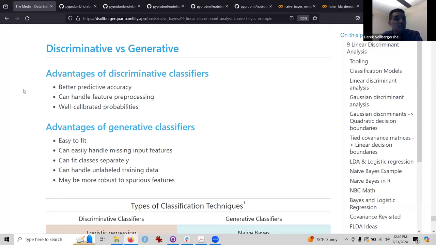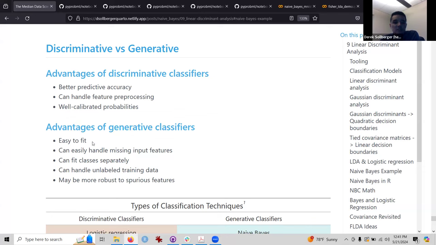So that might be pretty key in your research. They can handle feature preprocessing, say if you need to do transformations of variables, outlier removals, and so forth. If you're going to be doing a lot of preprocessing, that's probably going to lend itself to discriminative classifiers instead of trying to generate new data based on data you have already manipulated. With the discriminative classifiers, we also have well-calibrated probabilities in that we have established data rather than novel data.